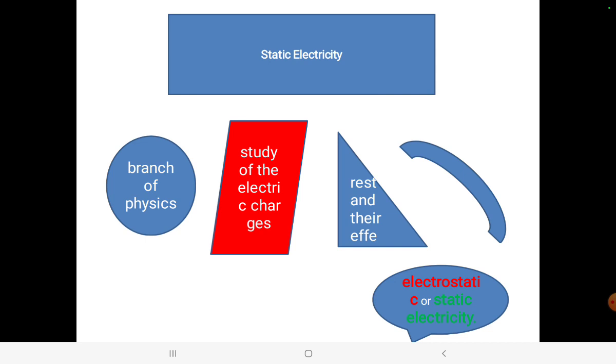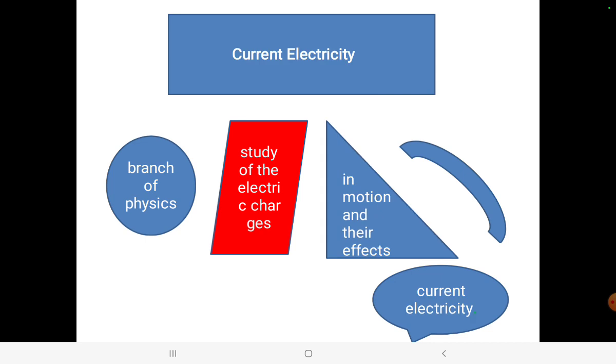In the same way, current electricity. This is also a branch of physics, which is the study of electric charges in motion, and it will give some effects on its surroundings. Then it is known as current electricity. The study of the charges which are in motion, that study is known as current electricity. Clear? Next one.